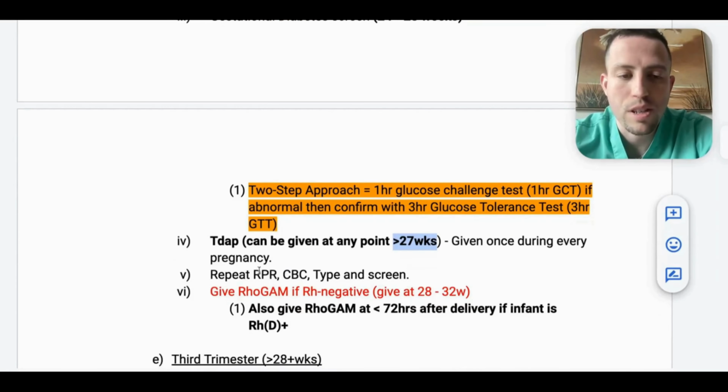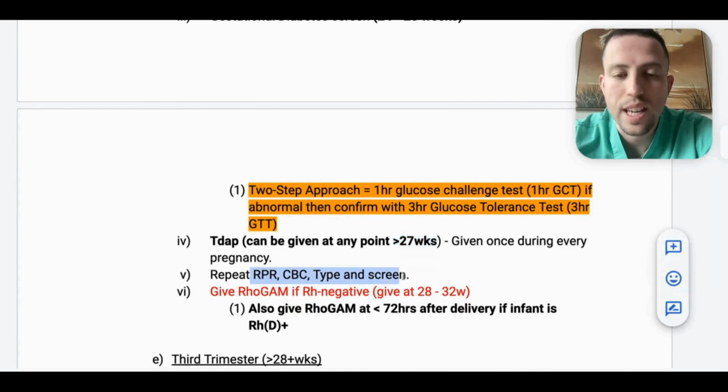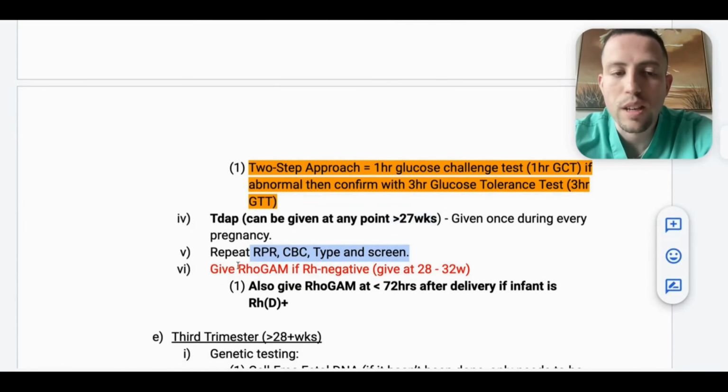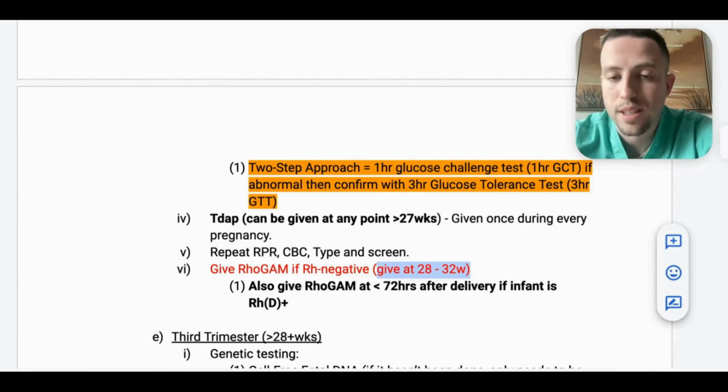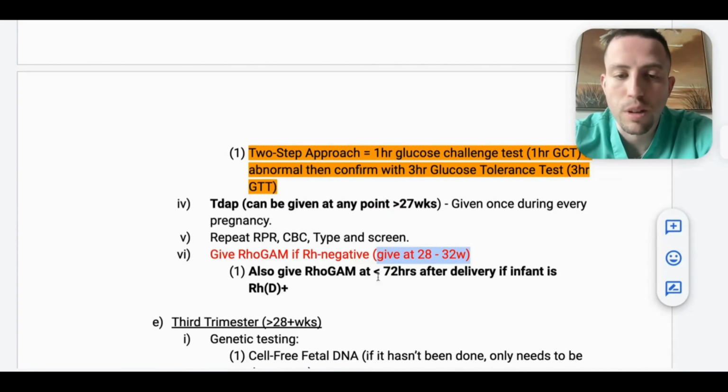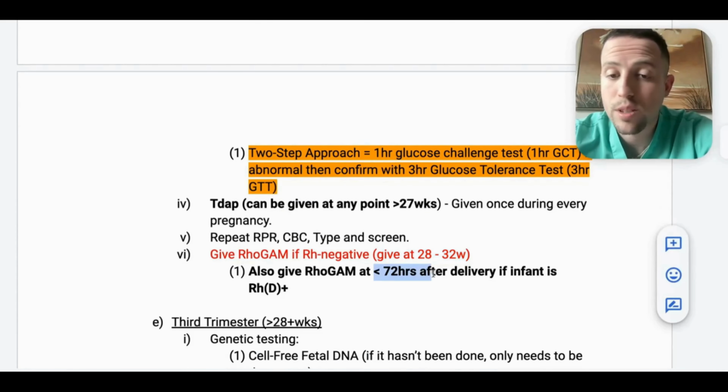In the second trimester, you repeat the RPR, the CBC, and your type and screen, and you give RhoGAM if they're Rh negative, and you want to give that at weeks 28 to 32 weeks. Very commonly tested as well. You also give RhoGAM at less than 72 hours after delivery if the infant is Rhd positive.